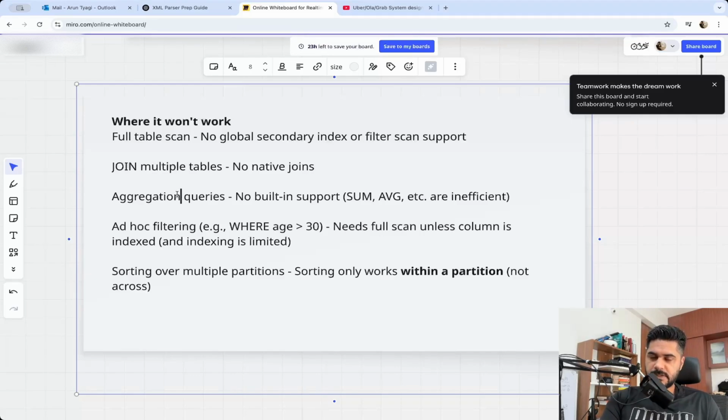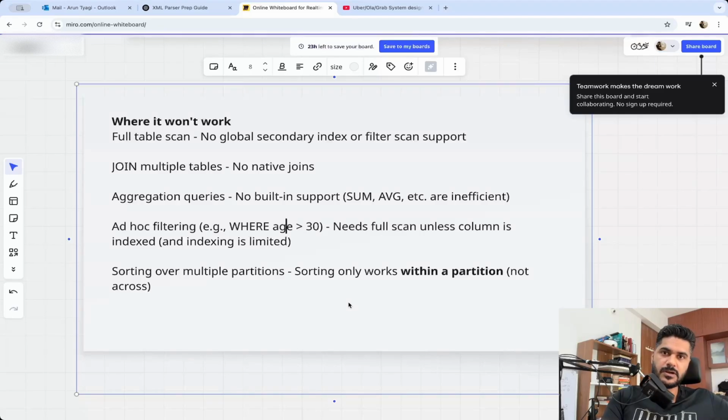Then things like aggregation, sum, average, and all those things are very inefficient. Ad hoc filtering, like I gave the example earlier where age is greater than this, will not work. For indexing, your global partition key needs to be given, otherwise it will not work. Another example is sorting over multiple partition keys, which will not work again. Sorting only works within a partition.